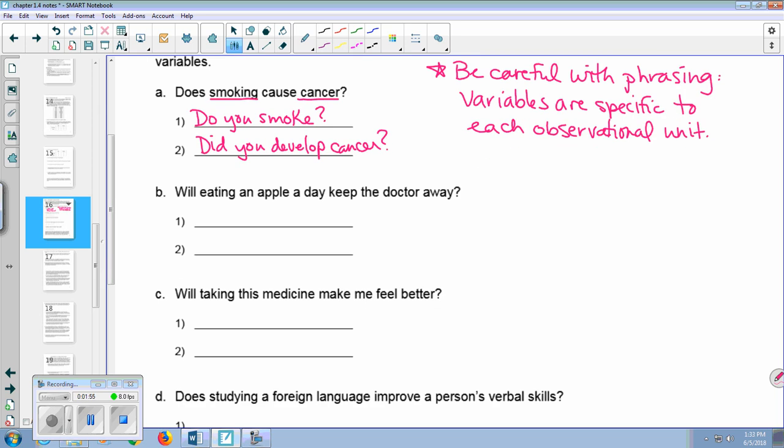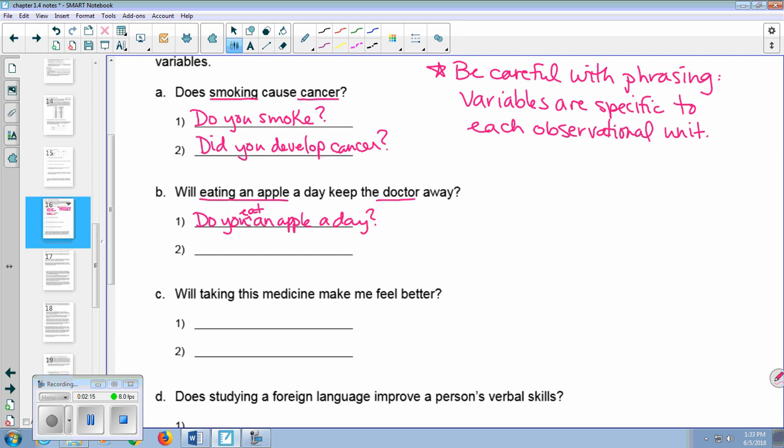All right, and the second one, will eating an apple a day keep the doctor away? So we're interested in something about apples and something about doctors. So one variable would be to ask the person, do you eat an apple? Oops, I missed the word eat. Do you eat an apple a day or every day?